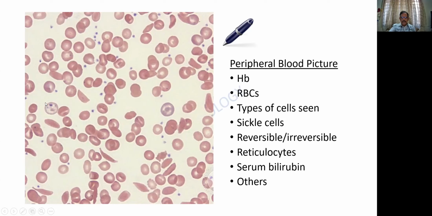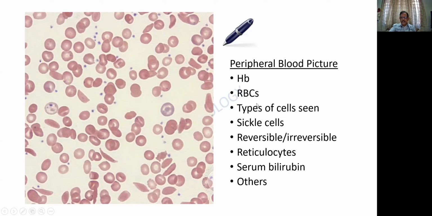Also, I mentioned the polychromatic cell. Look at this purplish tinge in an RBC. It is a polychromatic cell or a reticulocyte. These can be present. Sometimes we can get target cells. Look at the hemoglobinization in the center. Again, another target cell is over here.